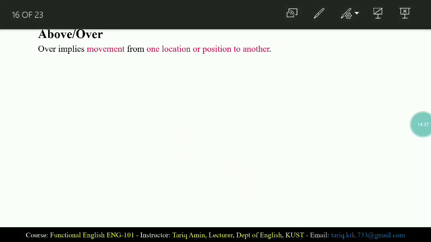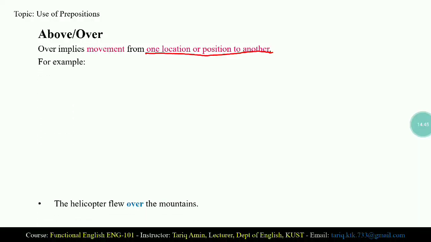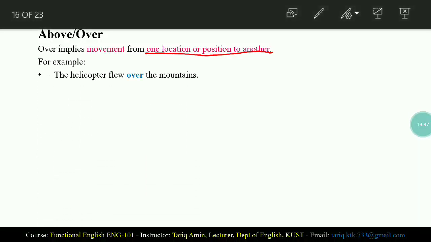Over implies movement from one location to another location. This is once again a very important point. Like, the helicopter flew over the mountain. So there is movement from one place to another place. There is movement from one location to another. The helicopter moves from one location to another location.